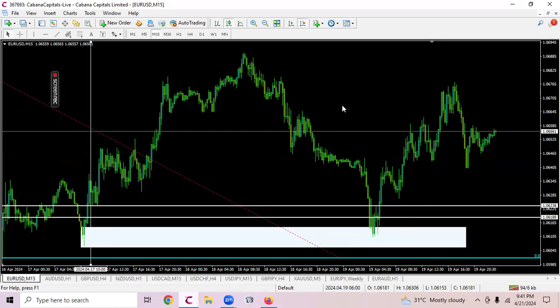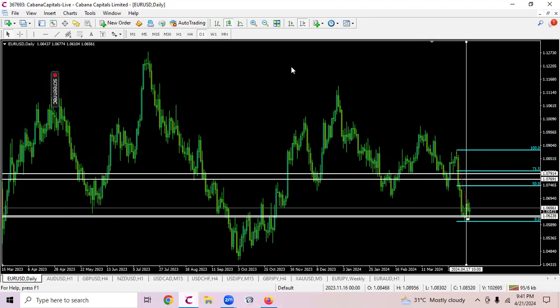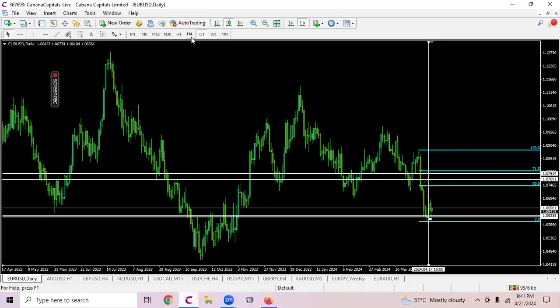Okay, so that is it for Euro/USD. The pattern on Euro/USD is bullish. Daily and 4 hour is bullish, so we expect the daily and 4 hour pattern to play out before the weekly pattern plays out, or the monthly pattern, which is bearish.